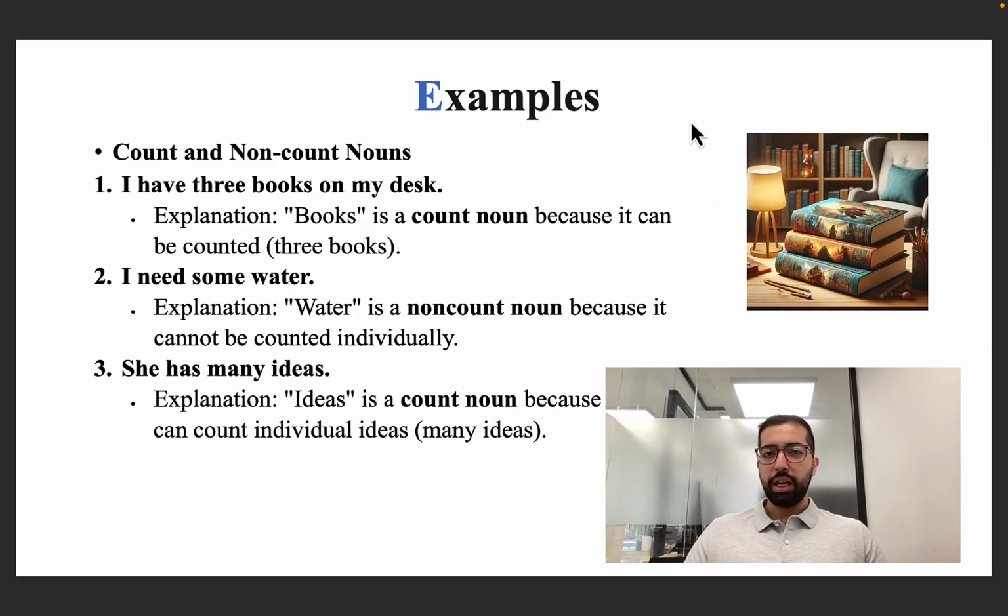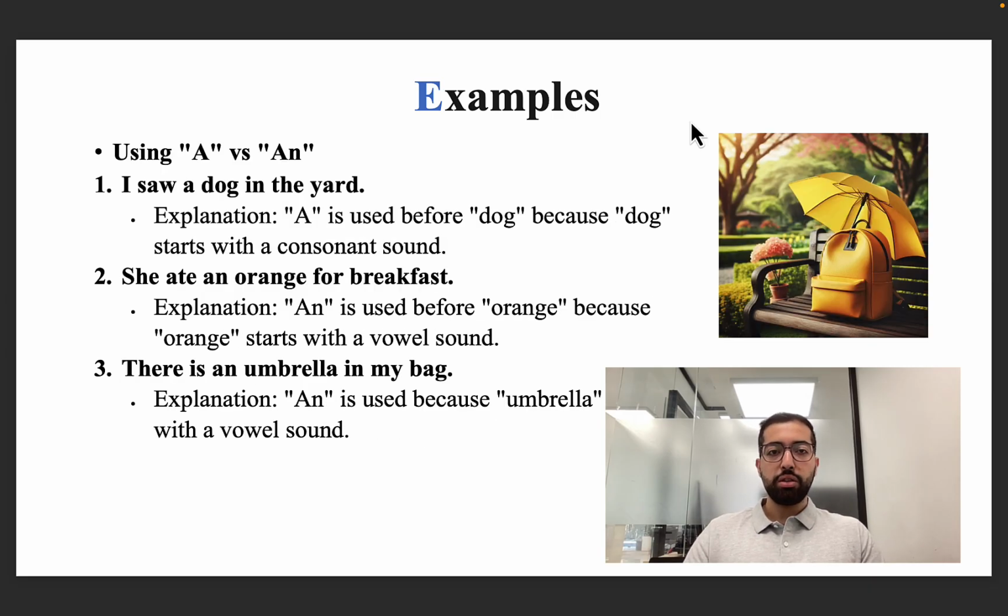For count and non-count nouns, we have some examples here. I have 3 books on my desk. Book is countable. I need some water. Water is non-countable. She has many ideas. Ideas is a count noun because we can count individual ideas. Many ideas. Let's continue.